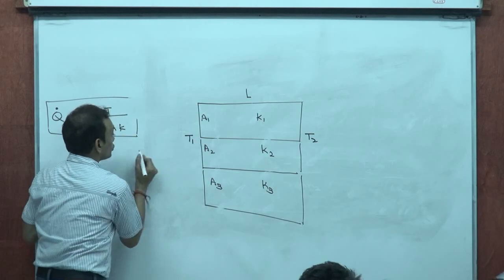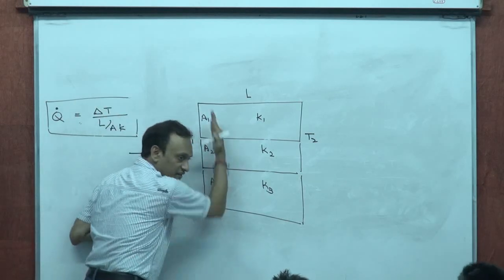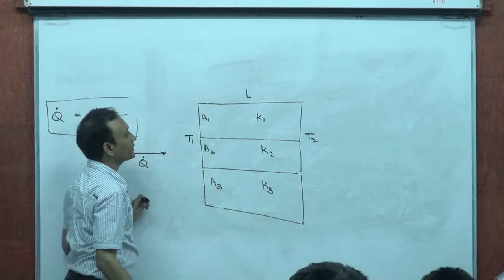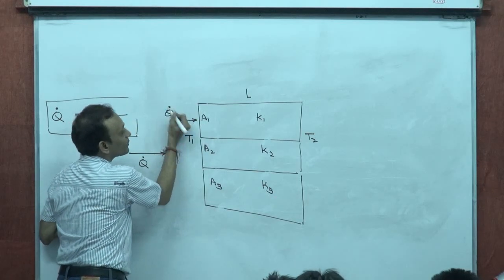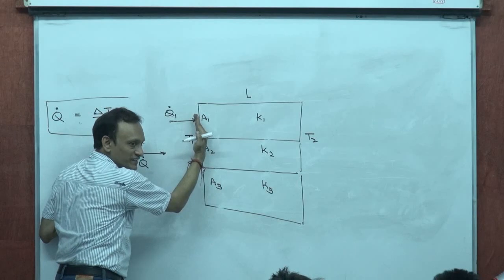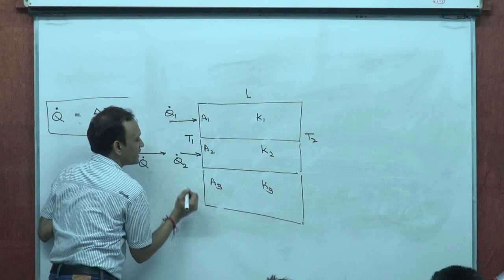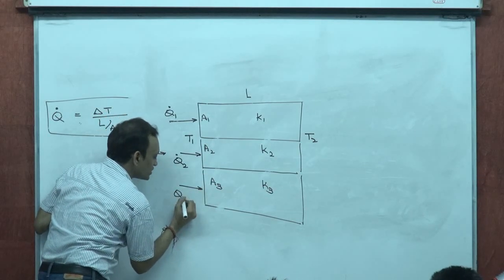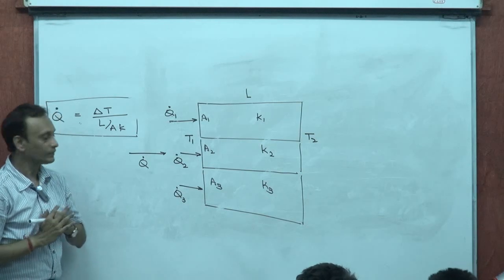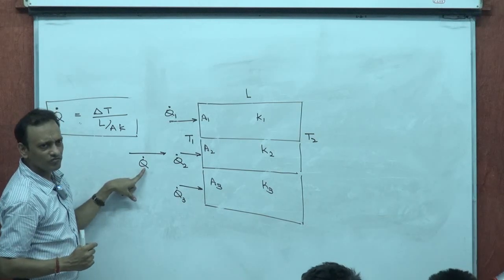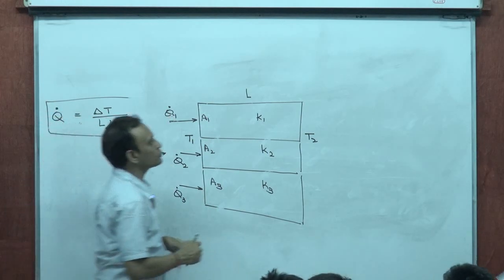Now, there is a heat current Q dot. These many watts are entering this face, out of which there is Q1 dot associated with area of cross section A1, Q2 dot, these many watts associated with A2, and these many watts associated with A3. Then, obviously, Q dot must be Q1 dot plus Q2 dot plus Q3 dot.